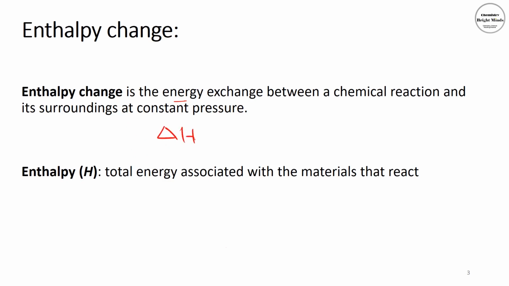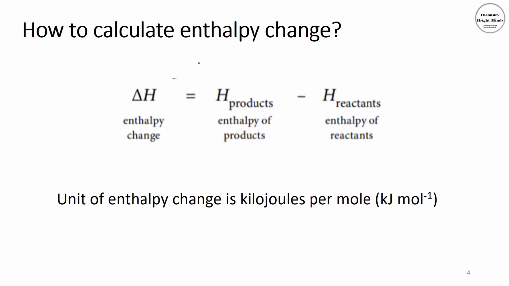So I have delta H. This is the change of my enthalpy, and H is the enthalpy of any material that reacted or produced during my chemical reaction. Let's look at it in another way. Now, if I have an energy change from the starting of the reaction to the end of the reaction, I need to calculate the enthalpy change.